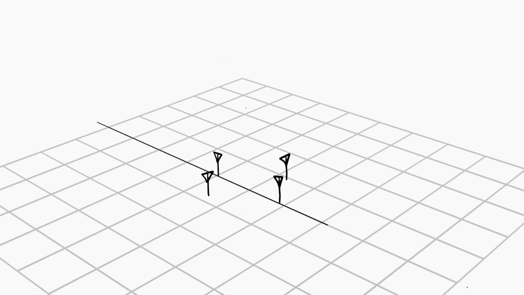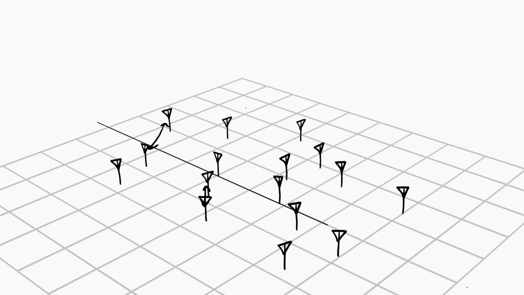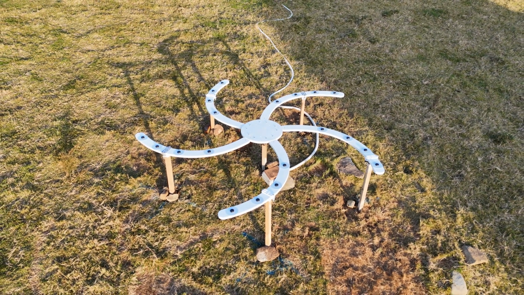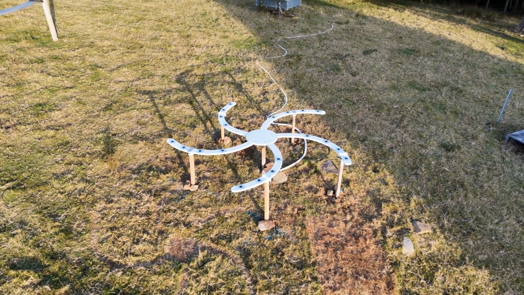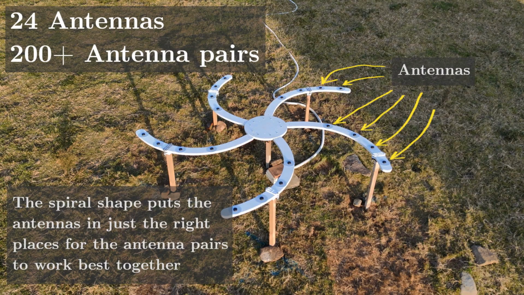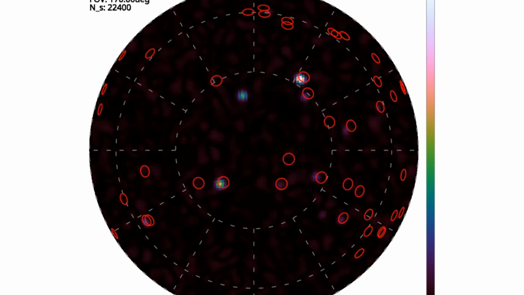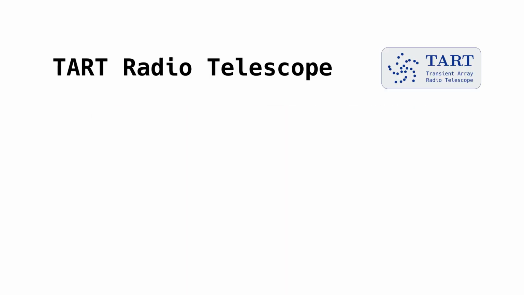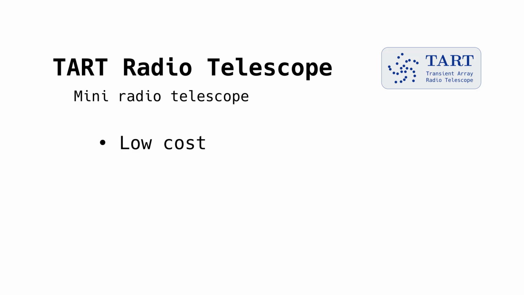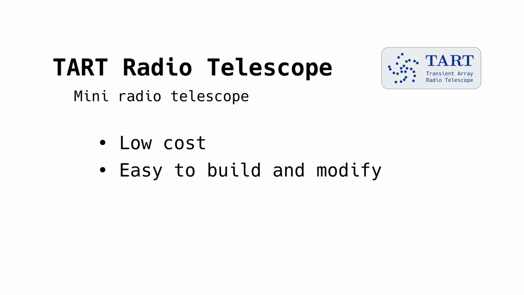But it takes a lot of pairs of antennas before we know where it is properly. Our radio telescope, called the TART telescope, uses 24 antennas in total. This means that it's got over 200 antenna pairs at its disposal to try and figure out where things are in the sky. It's used to create images like this, or videos like this, which came from a TART in Mauritius. You can think of the TART as a mini radio telescope, which is great for getting started with radio astronomy since it's low cost, easy to build and modify, and open source.